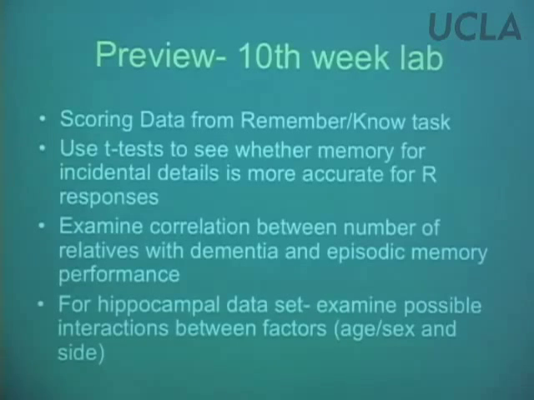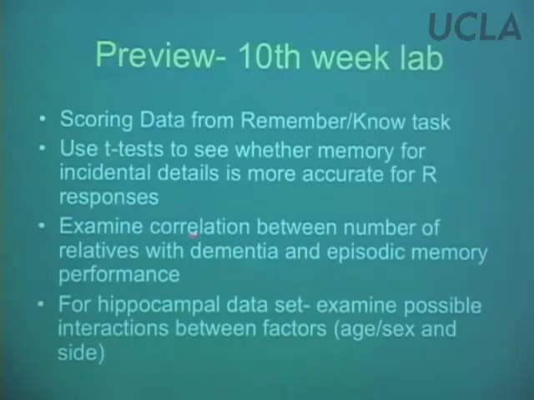Does anyone have a feeling which way it should go or what way you predict it would go based on my lectures? Should memory for incidental details be more accurate for either R or K responses? What do you think? R, yeah. So we'll see if there is support for that. That's sort of my prediction of what will happen.